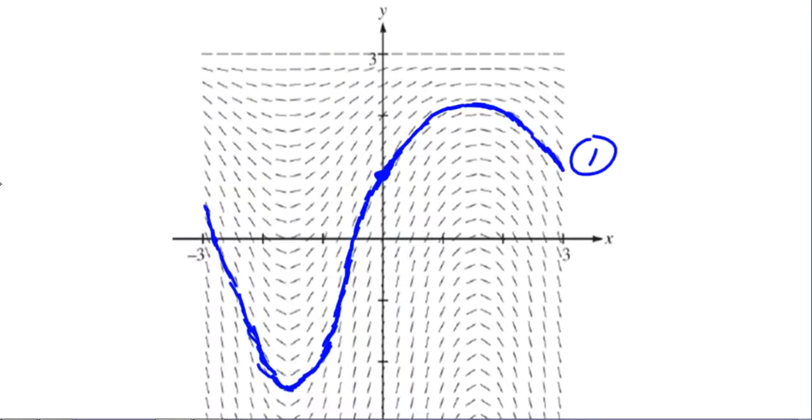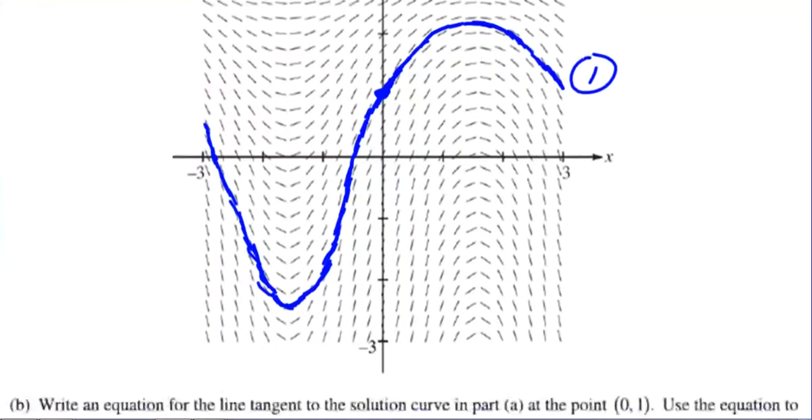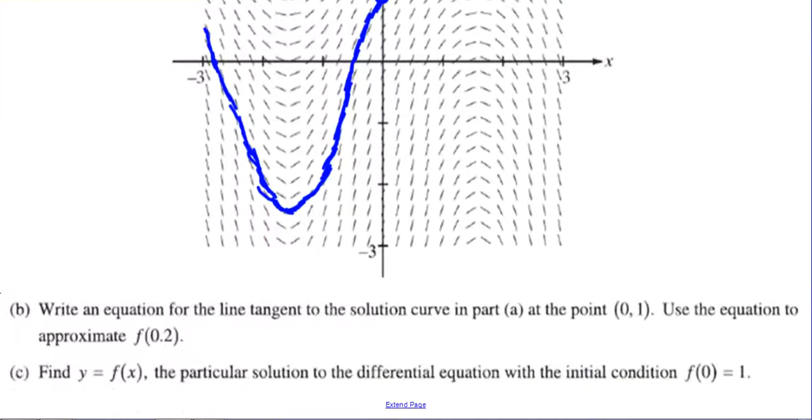So don't stress over something like that, just like you shouldn't stress over when they make you plot the slope field. Usually it's like 2 points, maybe 3 points, if they give you a slope field. So don't stress over that part. Focus more on the other parts, the calculation parts.